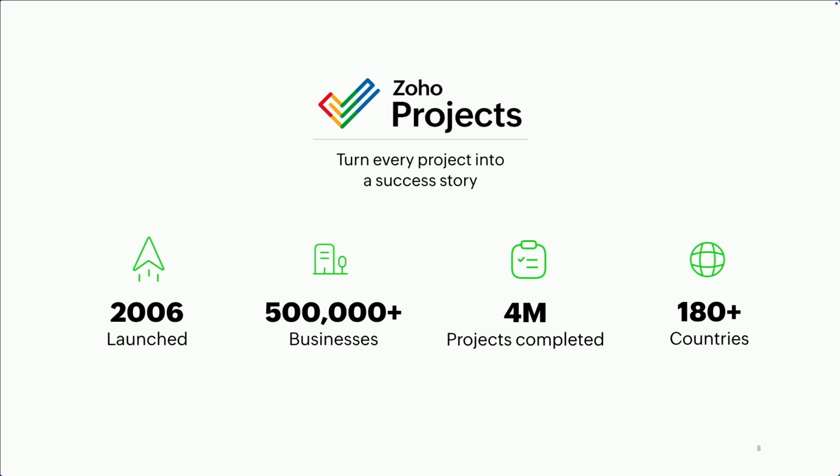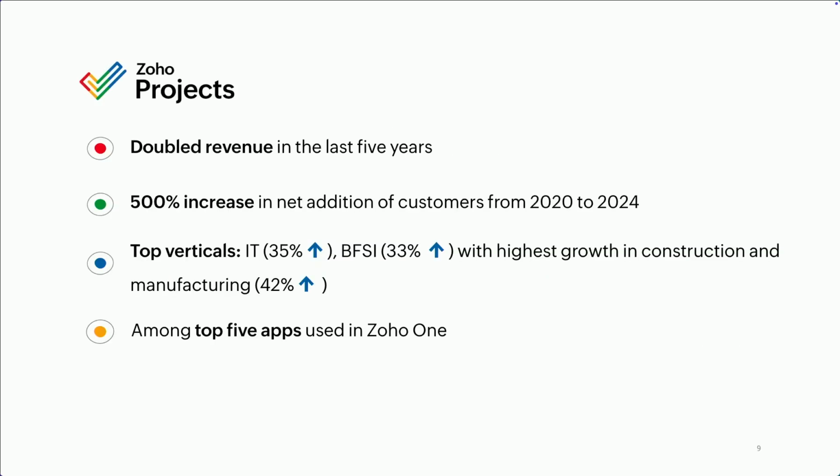So Zoho Projects has been around for almost 20 years at this point. Over 500,000 businesses using it. A whole bunch of projects completed in almost every country in the world. And it's grown a lot just in the last 5 years, especially as people have kind of come back online for work, with a huge addition of customers across the last 4. And it's among the most used apps in Zoho One. It's in the top 5.